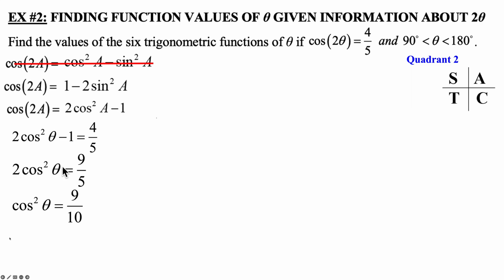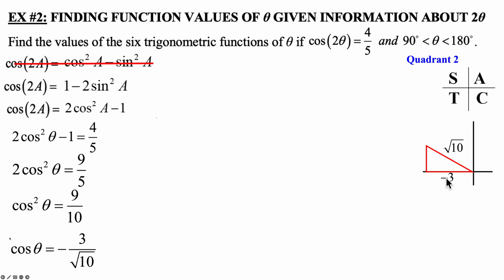Divide by 2, that's just like multiplying the 2 to the 5. We'll take the square root of both sides. That will get me 3 over the square root of 10. Now remember, we're in quadrant 2, so cosine is technically a negative value there. So we can build a quadrant 2 triangle. Cosine would be -3 over the square root of 10. So -3 is the adjacent side, square root of 10 is the hypotenuse side. Your theta goes from the positive x-axis to that hypotenuse.